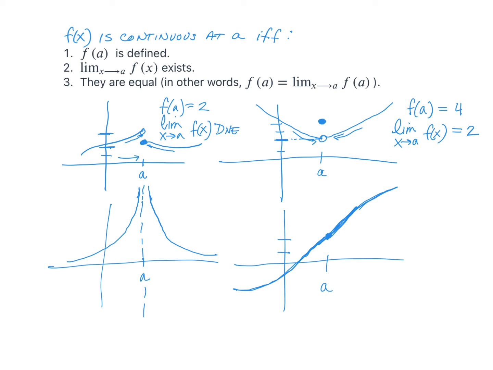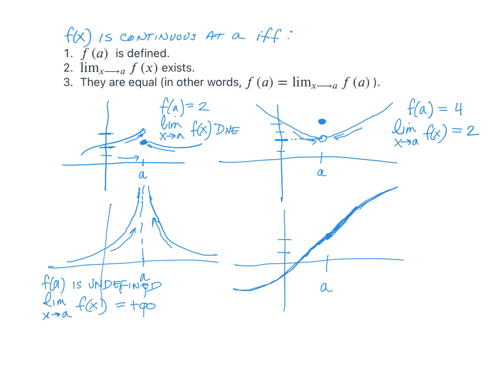All right, let's look at the third scenario. In this case, f of a is undefined. The actual value at a is undefined. Since it is not defined, we know that the first criteria is not met. Even though the limit as x approaches a of f of x happens to be positive infinity, because from the left side and the right side it's both going to positive infinity, since f of a is undefined, we know that this is not continuous at a.